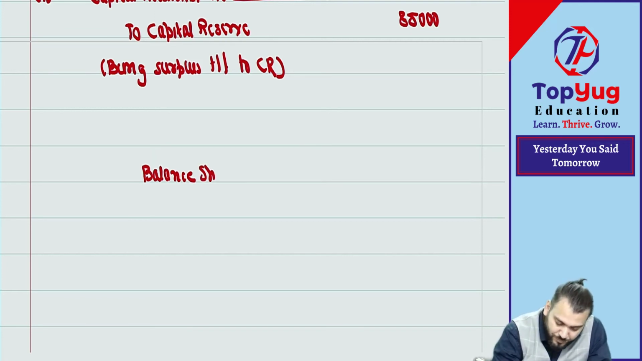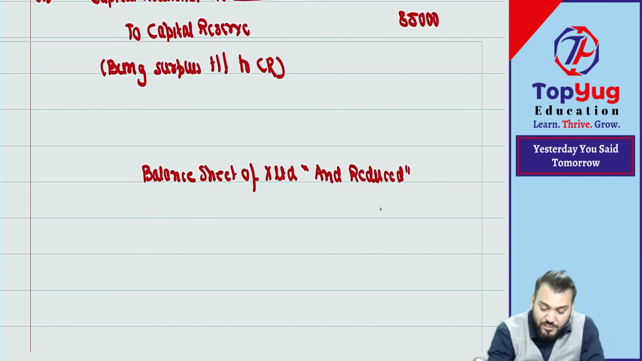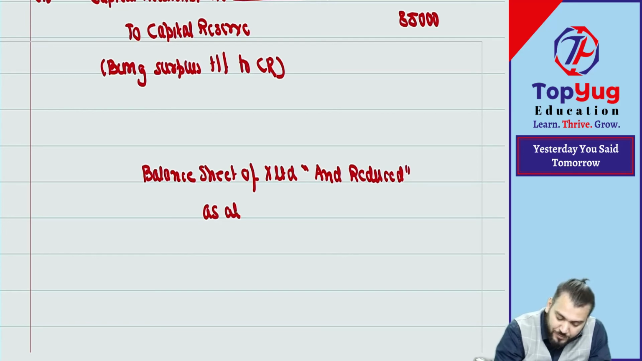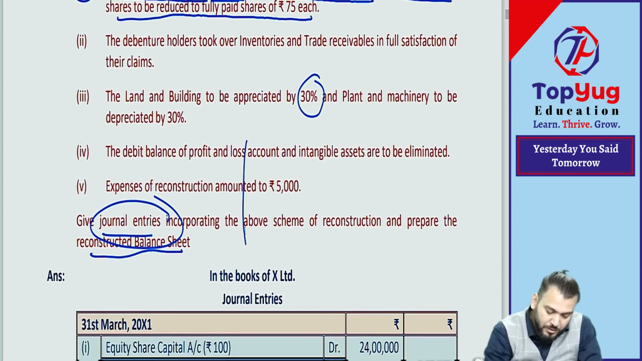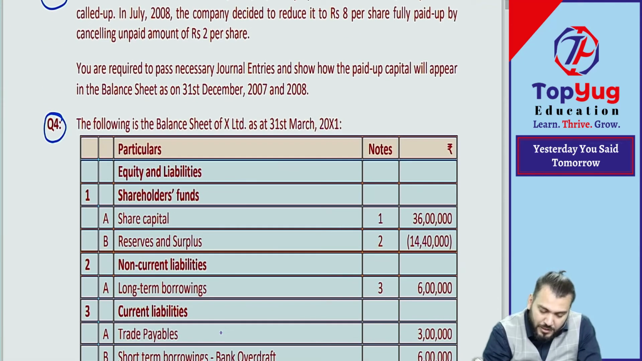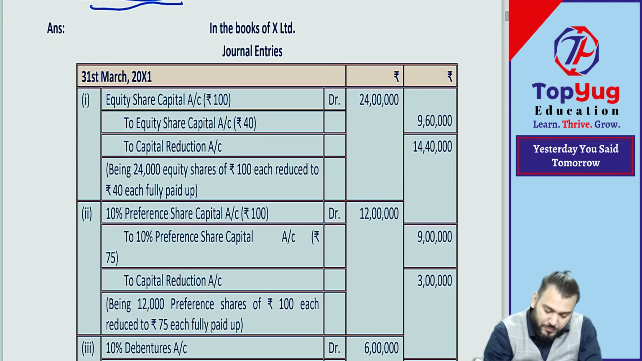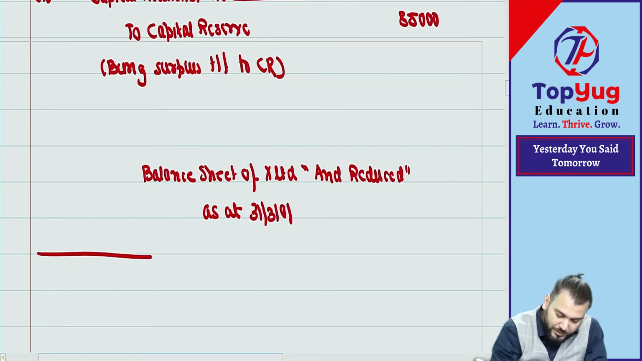So balance sheet. Balance sheet of which company? But now what you will add? And reduced. I have said now this point, and reduced. This must be given in the exam. Must. As at which date? The journal entries we have done are on which date? They have not given. So we'll take this balance sheet date only. What is the date? It is 31st March 2001.